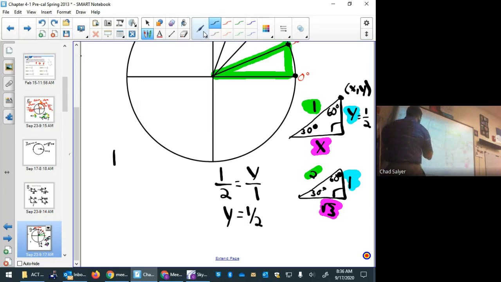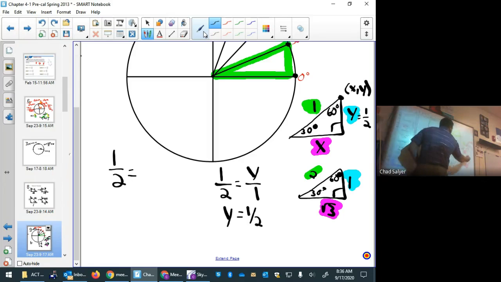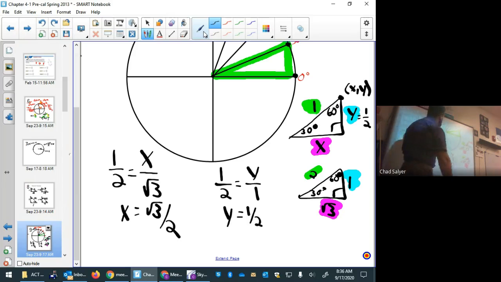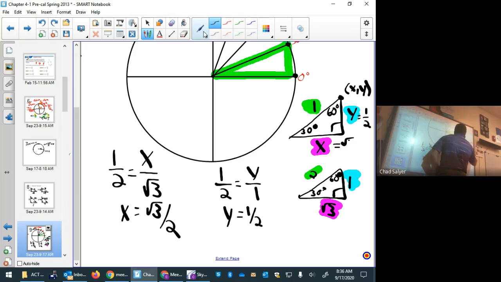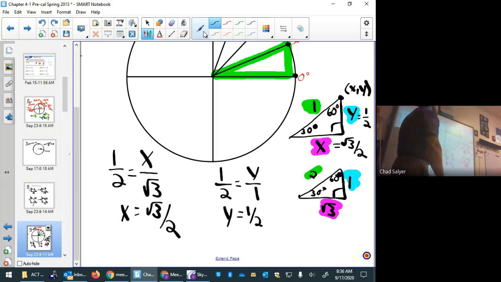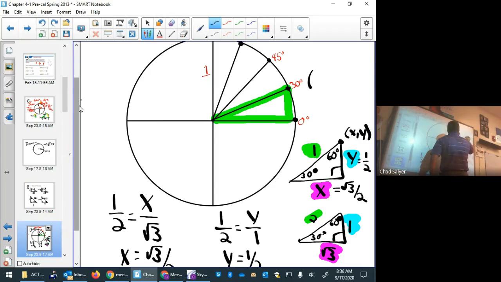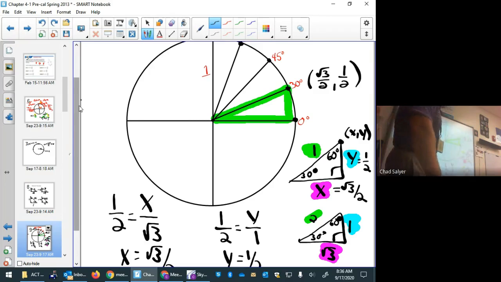1 to 2 has to be equal to x divided by the square root of 3. And so if I multiply both sides by the square root of 3, I get radical 3 over 2. So all of this has given us this point on the unit circle. Radical 3 over 2 comma 1/2.